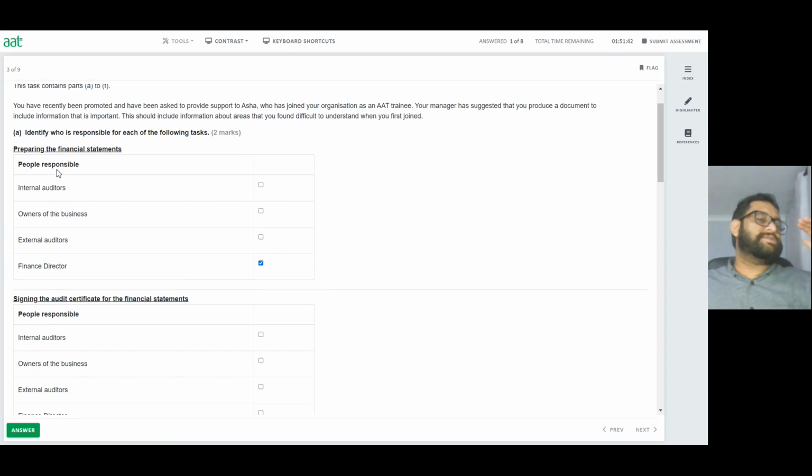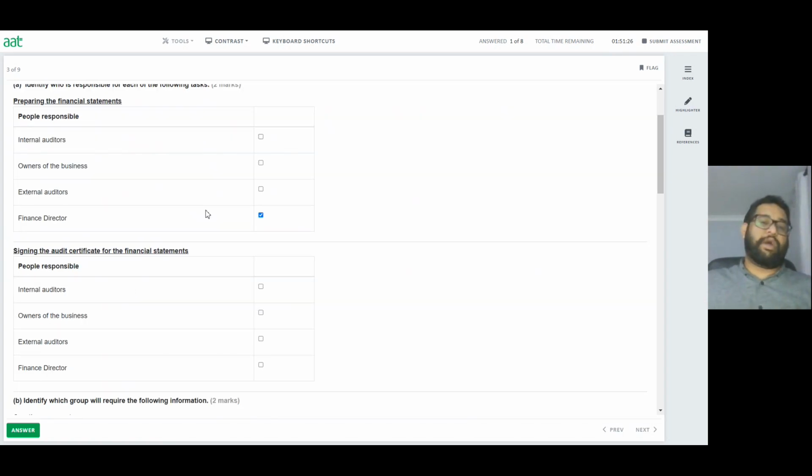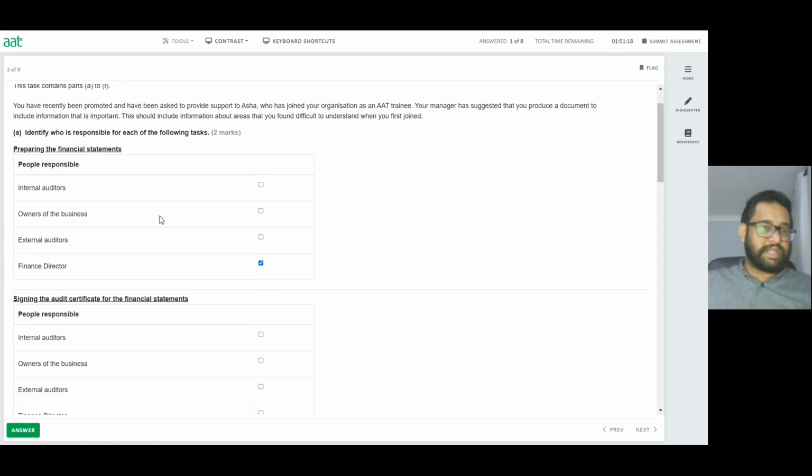But here, when it comes to financial statements, it's a critical task. It needs to be controlled by somebody at board level. So you're probably looking at your finance director as the person responsible for that one. You may have different answers there, but if you want to choose a different one, you have to untick the other answer and retick the right answer. It's only one person there.